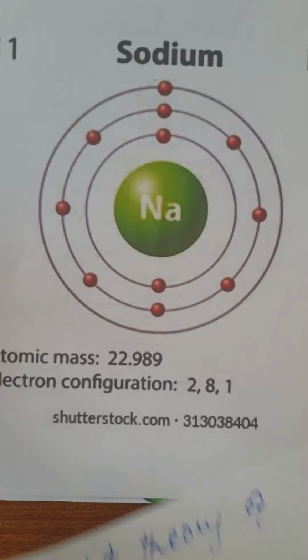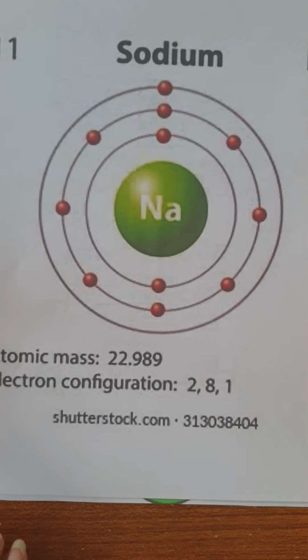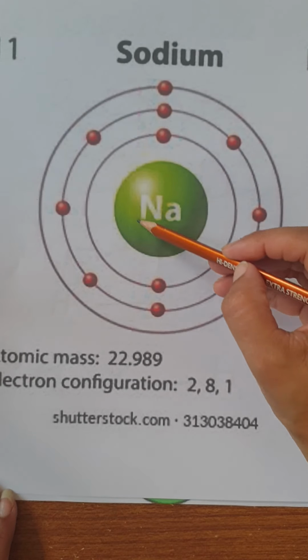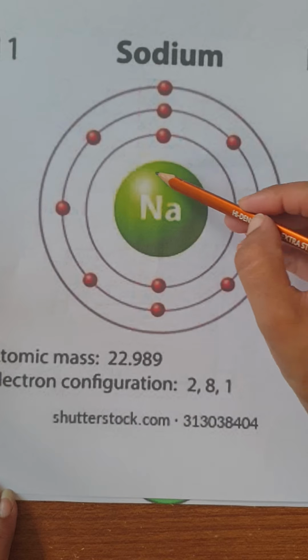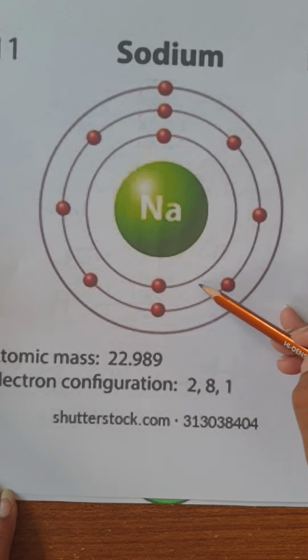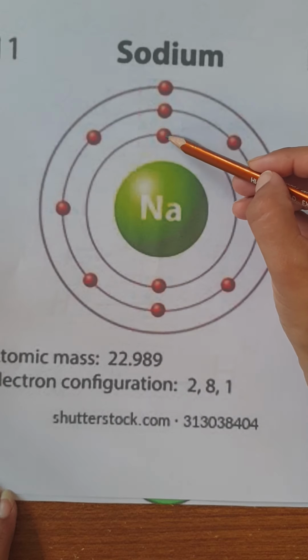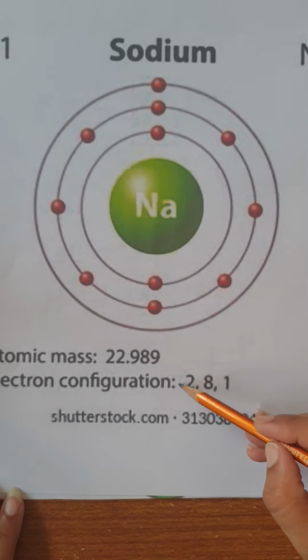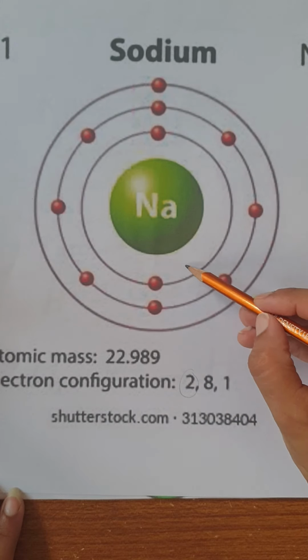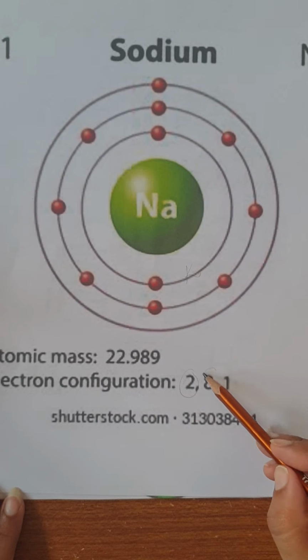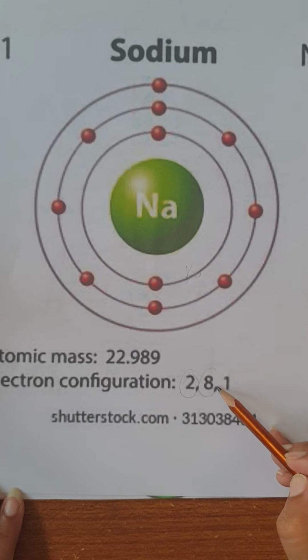Now after that we have the structure of the sodium atom. You can see that this is the nucleus of an atom. The central part of an atom is known as the nucleus. The first shell is known as the K shell. You can see that the K shell contains 2 electrons. After that we have the L shell. The L shell contains 8 electrons.